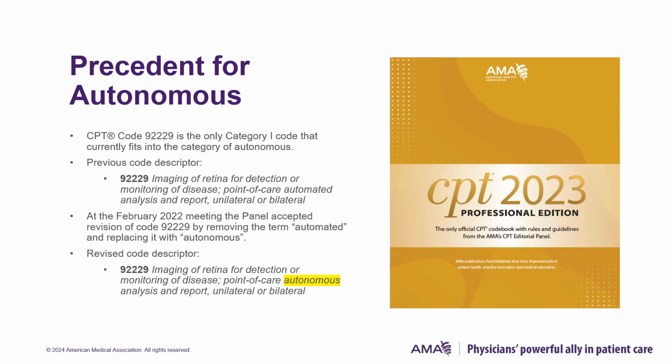92229 does not require physician interpretation. The work of the machine can independently diagnose diabetic retinopathy. Because an ophthalmologist's interpretation is not needed to make the diagnosis, it can be performed in a primary care physician's office.